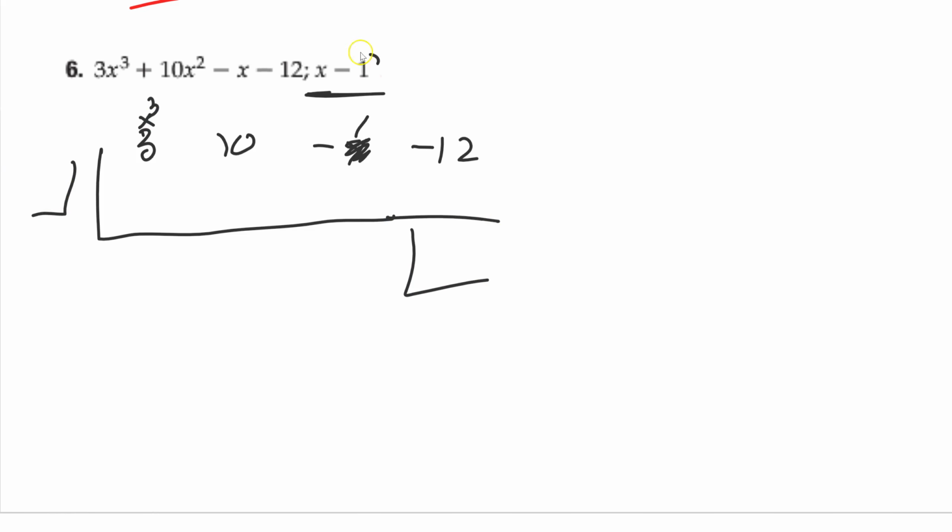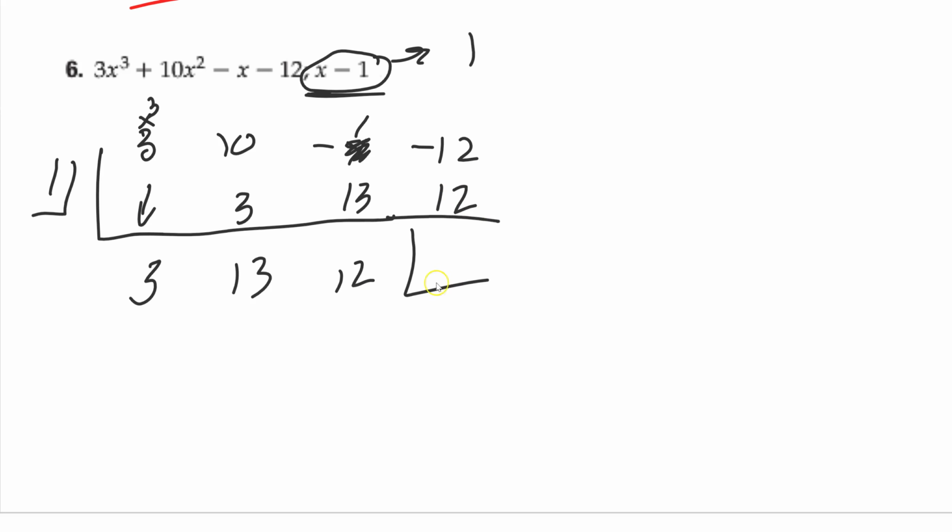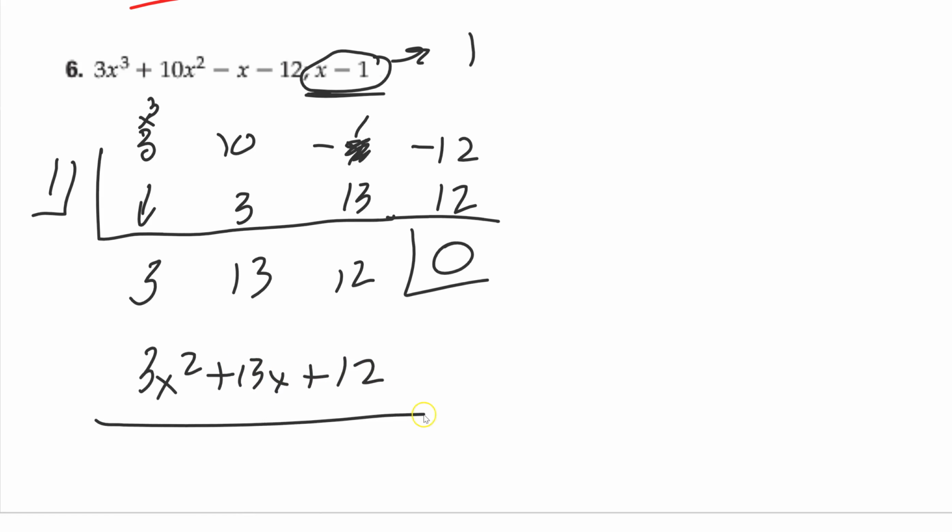Remember, in this form we do the opposite. If they just give you a number, use a number. But if they give it to you like a binomial, use the opposite. So 3, multiply 3, add 13, multiply 13, add 12, add 12, and I get 0. This is 1 power less, so 3x squared plus 13x plus 12. Again, I still got to factor this.